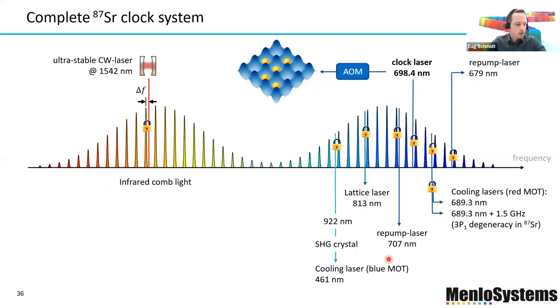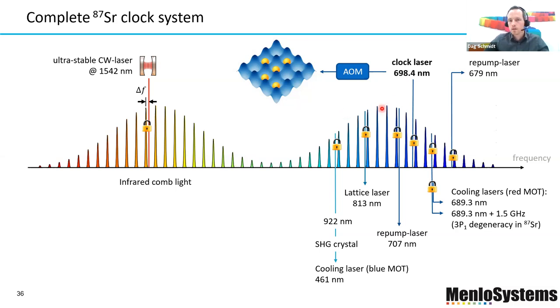Okay. So to summarize this clock system, how do we really make a clock out of this? I tried to make this picture here. We have the infrared comp, which is locked to the ultra-stable laser. We lock all the lasers we need here in the visible to the frequency comp. Here's the clock laser probing the atoms. So you need an AOM to do the Rabi spectroscopy. You sweep over the transition, and then you will, for example, find out, well, this frequency here, you know the exact value, plus, let's say, 50 megahertz. There is the exact transition frequency here.